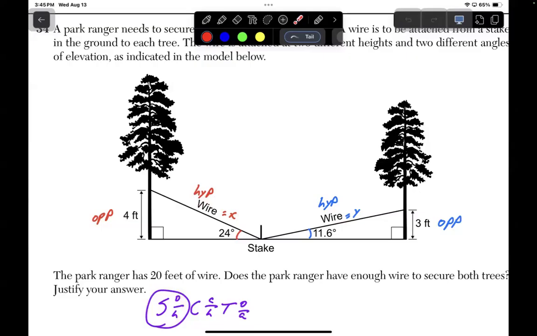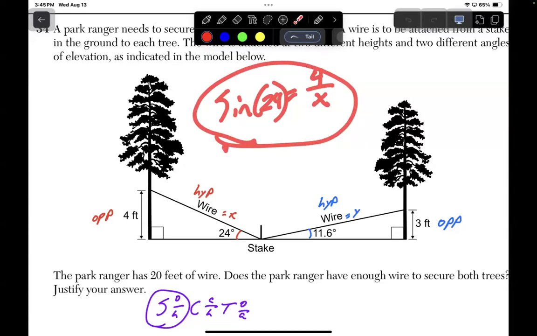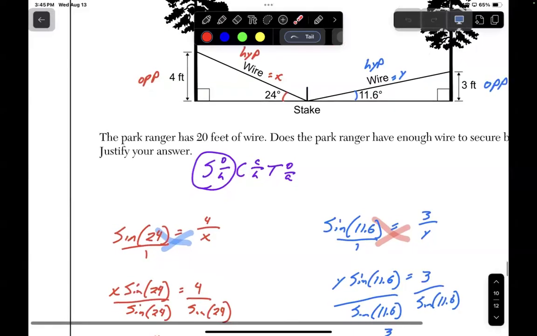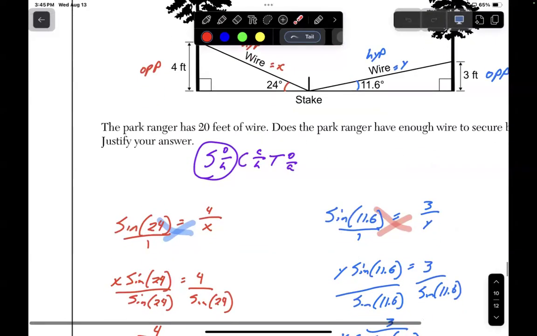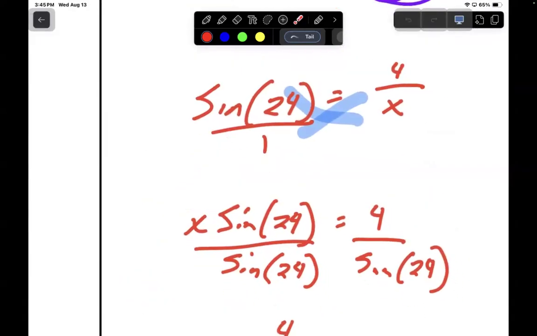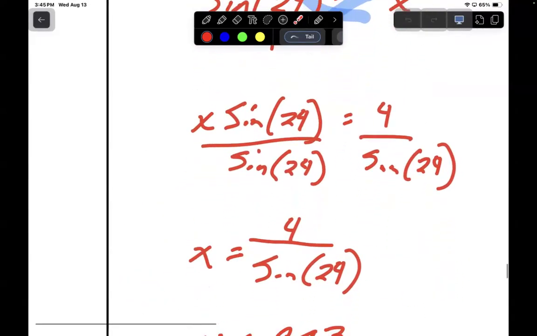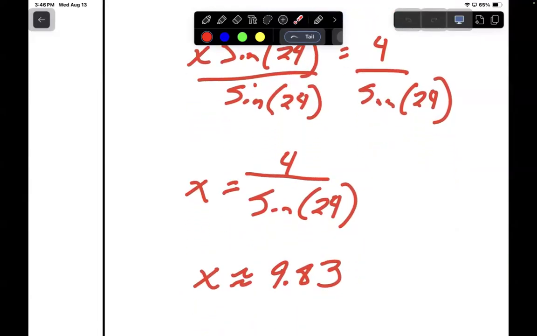So in this case, for example, if I want to find the length of this side, it's just the sine of 24 equals 4 over x, opposite over hypotenuse. And then you just have to go ahead and do our calculations. So sine of 24 equals 4 over x, cross multiply, which is what I did here. And you get x is approximately equal to 9.83.